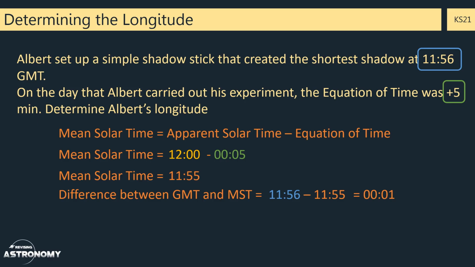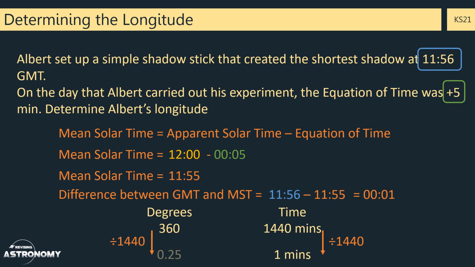We then need to convert a minute's difference into degrees. So again, we're going to use what we used earlier, that 360 degrees takes 1,440 minutes, but we don't have 1,440 minutes, we just have 1 minute. And so to get to that, we need to divide by 1,440, and we do the same to the other side, which gives us 0.25 degrees. And then we need to decide if it's east or west. Well, as the mean solar time is earlier than Greenwich Mean Time, it's 11:55 compared to 11:56, we therefore know that it would be west of Greenwich. So the longitude that Albert is at is 0.25 degrees west.